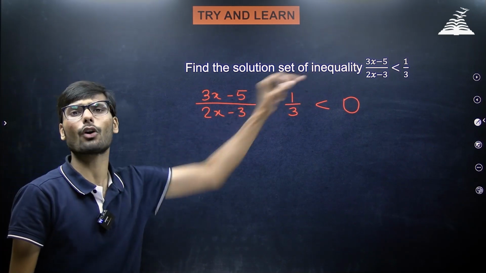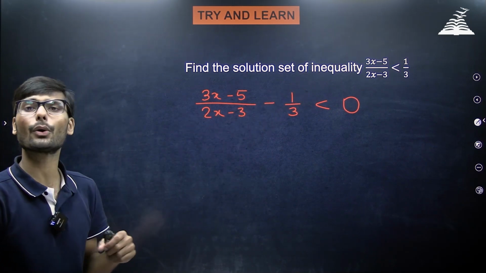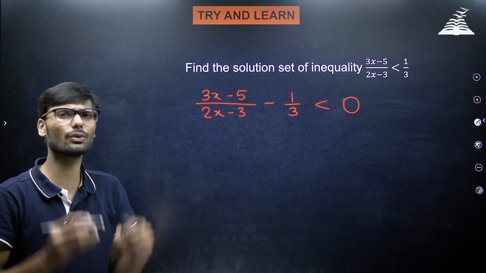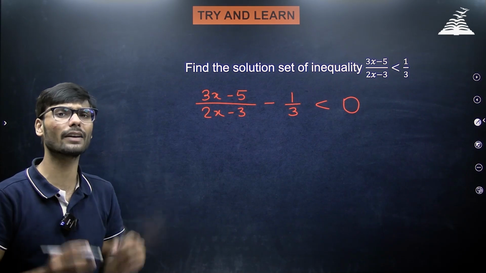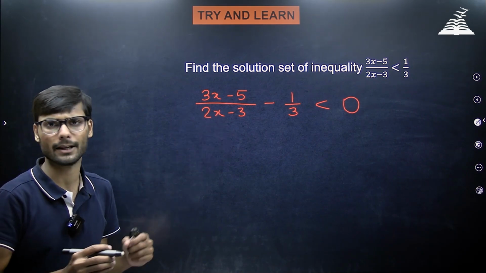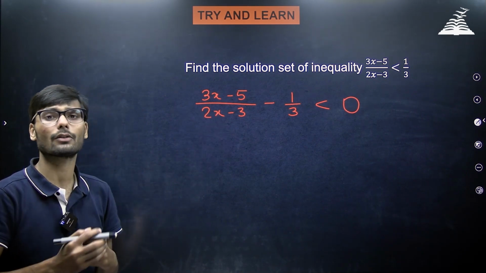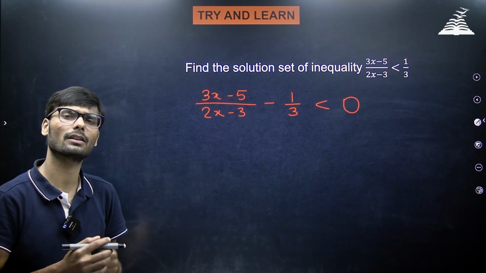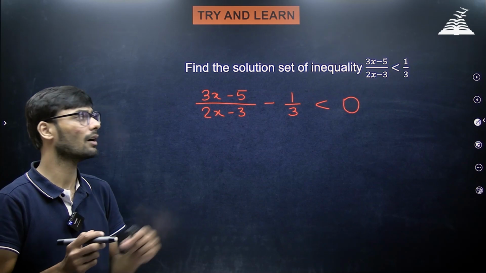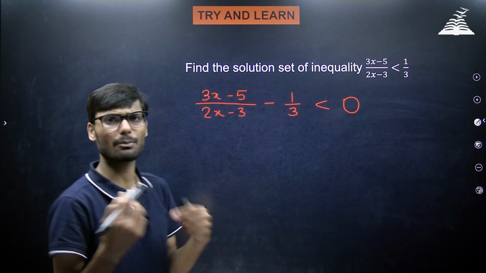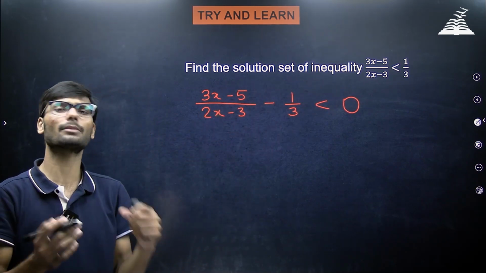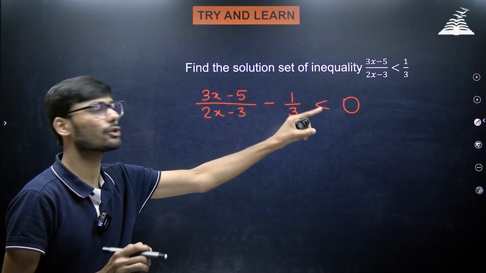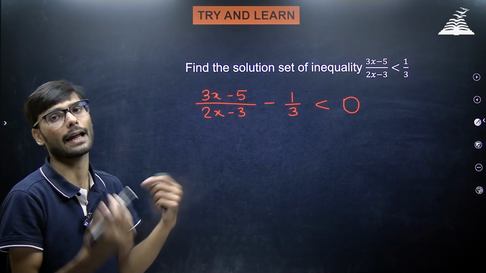See, we can't cross multiply. Why? Because we do not know whether 2x minus 3 is always positive or negative, right? If we knew that a particular term is always positive, we could multiply. Or if we knew it is always negative, then also we could multiply by adjusting the sign of the inequation. But in this case we do not know. Sometimes 2x minus 3 will be positive, sometimes it will be negative. So we should not cross multiply. We should bring 1 by 3 to this side and solve.